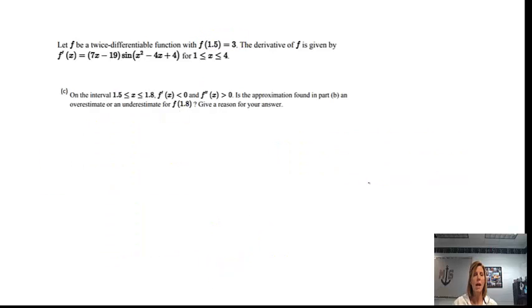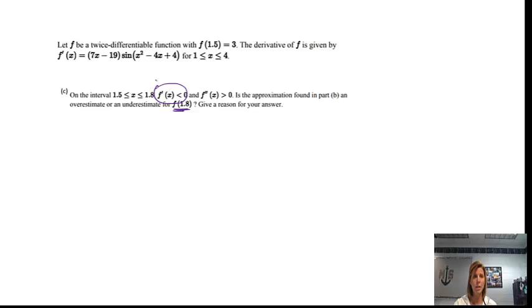Okay, on to part C. This one says on the interval 1.5 to 1.8, f prime of x is less than 0 and f double prime of x is greater than 0. Is the approximation found in part B an underestimate or an overestimate for f of 1.8? Give a reason for your answer. So remember, we just found this, and it's just saying, was that an over approximation or an under approximation? We don't know what f looks like. We know what f prime looks like. So I'm just going to do a little kind of fake picture of this. It's telling us that the derivative is less than 0 between 1.5 and 1.8.